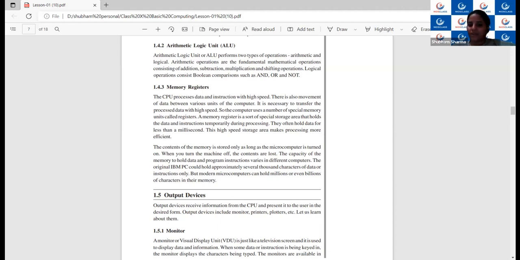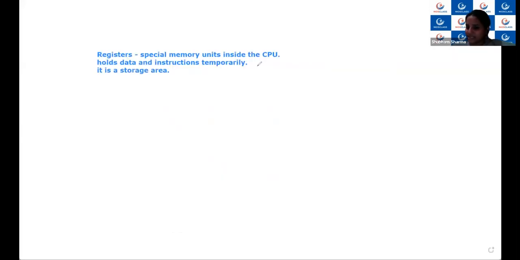Okay, so what we have learned about registers. Registers are basically special memory units inside the CPU, and they hold the data and instructions temporarily. As soon as your computer is turned off, the content inside the registers also gets lost. It's a special storage area. Nowadays, it can store up to millions and billions of data, but that is temporary.